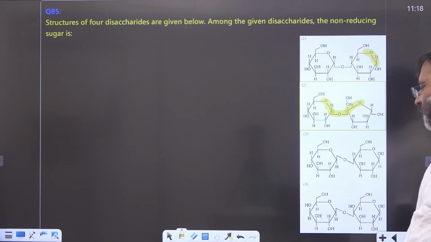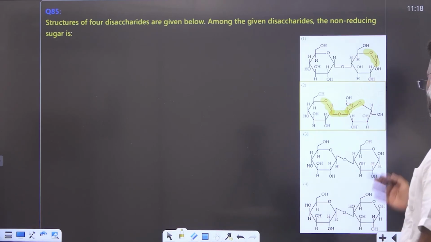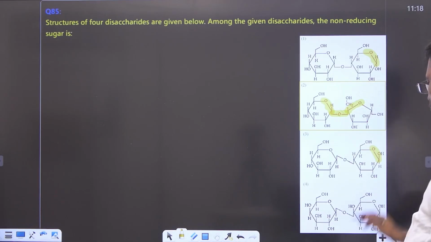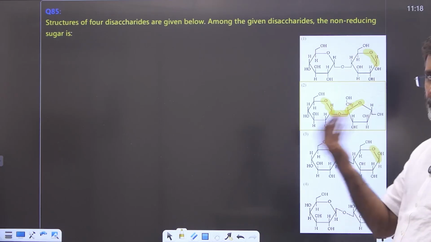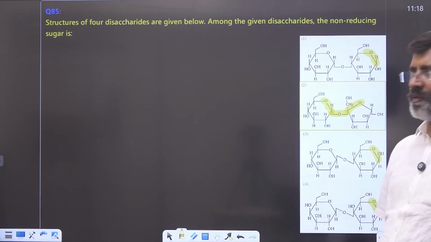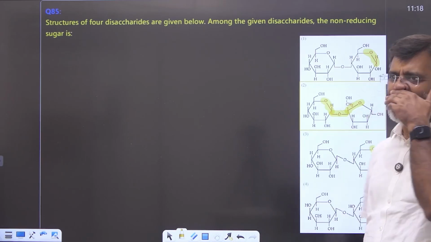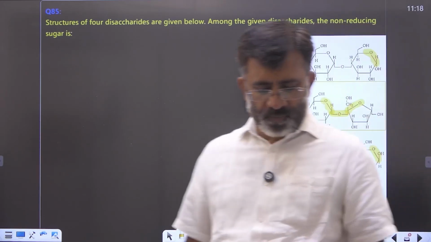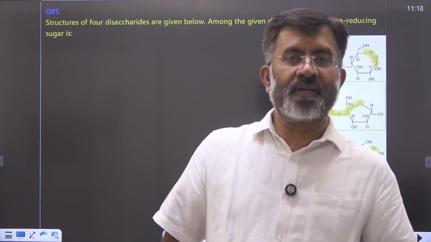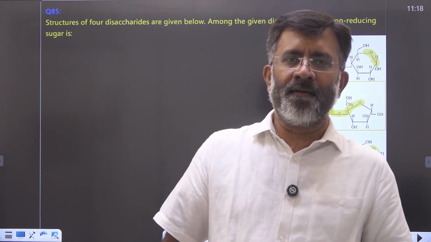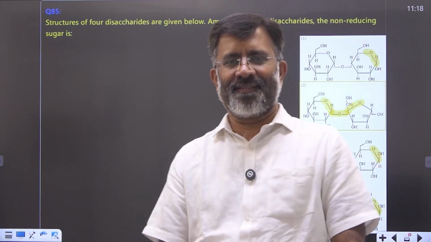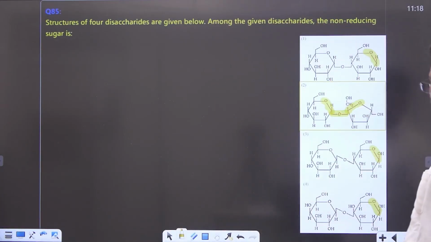This is the non-reducing sugar. While here, this area is open. You see, this functional group is free and it can reduce. Here, this functional group is free, it can reduce. So, option 2 is the correct answer. There, you don't have any functional group which is free to reduce. Non-reducing sugar. Simple question.